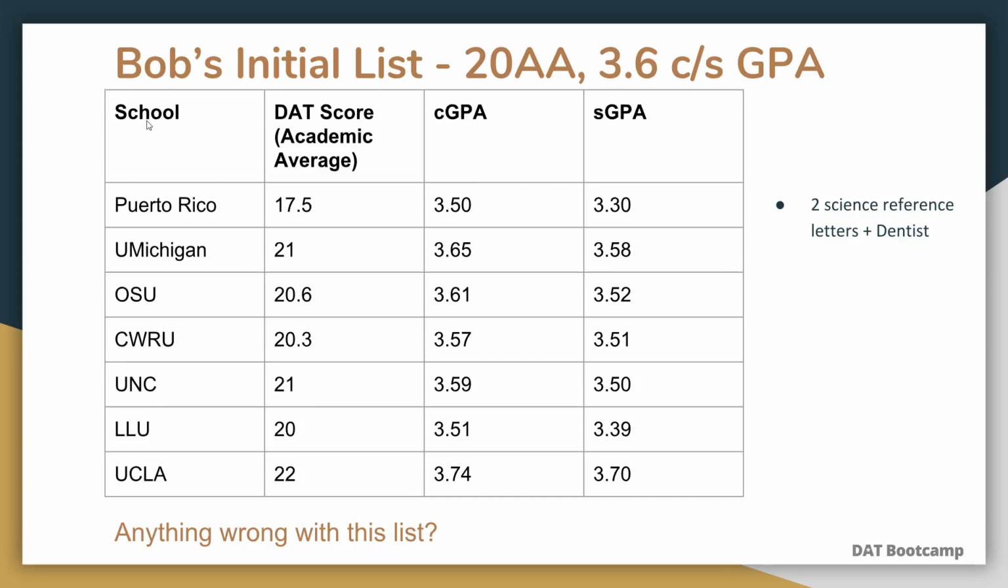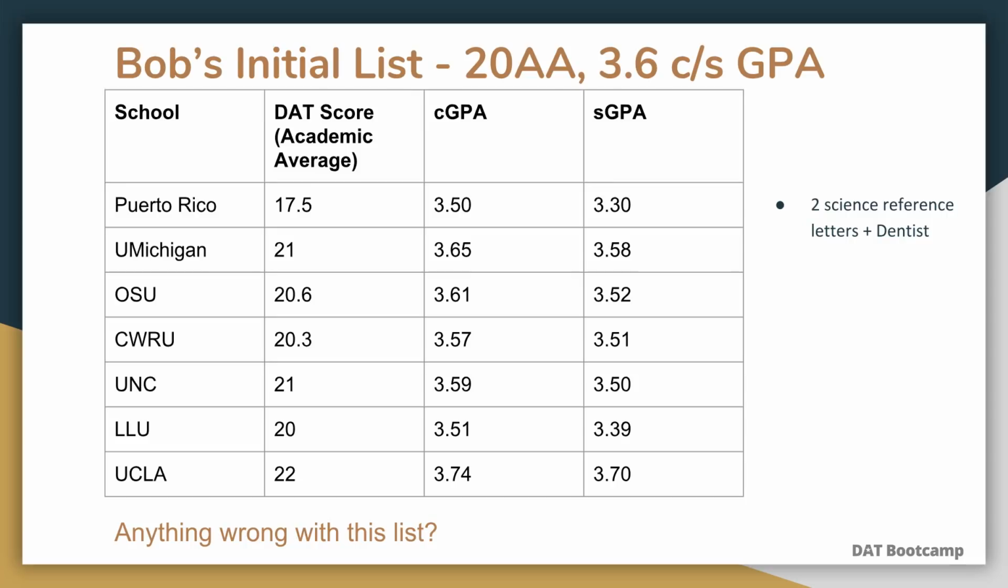The University of North Carolina at Chapel Hill. This is a school that heavily favors in-state applicants, and so out-of-state applicants have a very low chance of getting admitted or receiving an interview. So it's probably not the best option for Bob to have this school on his list. Loma Linda University is a religious university, and so in order for Bob to apply to that university, he would need a letter from a religious leader, and he does not have one, and so that's not a good school for him to apply to either.